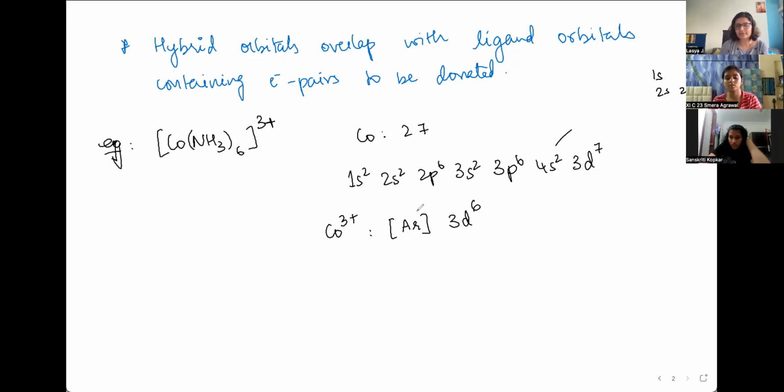Okay. So up to 3p6, the argon noble gas configuration, all of these are settled. They will not take part in bonding. So it's only the 3d electrons that we have to focus on. D has 5 orbitals, with 6 electrons distributed in this way.